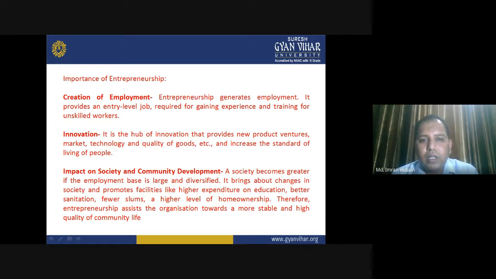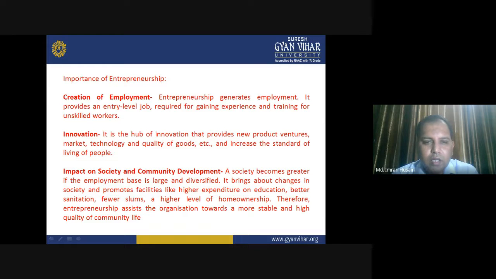Impact on the society and community development. A society becomes greater if the employment base is large and diversified. Currently our country is facing a lot of unemployment issues. If every single individual is employed, then our country will develop within no time.